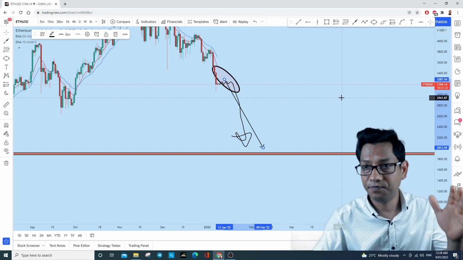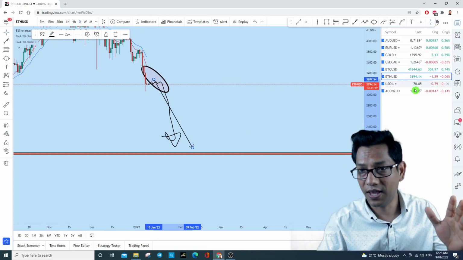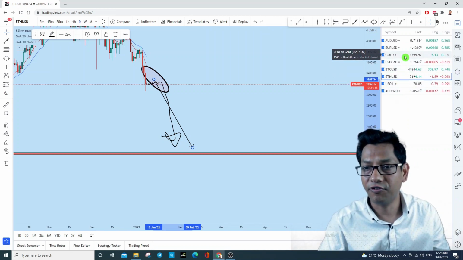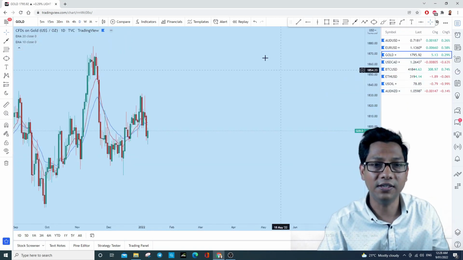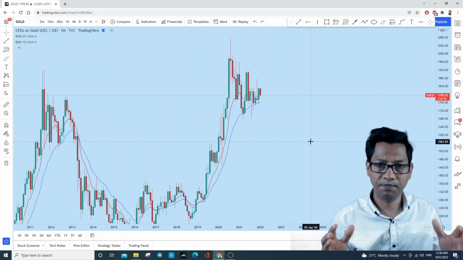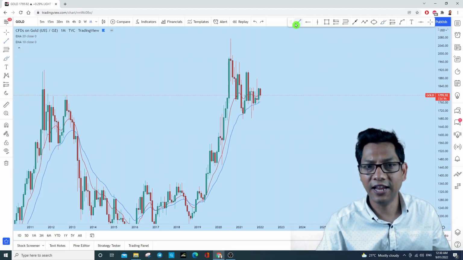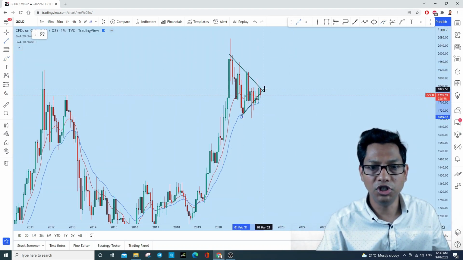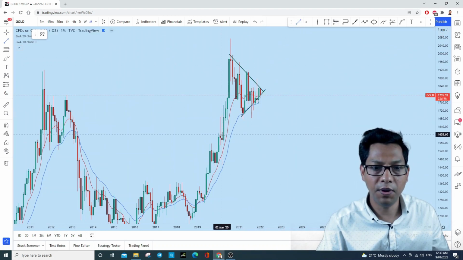Now the last thing that we will be analyzing now is gold. Let's see what kind of trading opportunity gold is giving us. Now first of all, let's see the overall picture on gold. Now gold has created a bullish pattern. You see that this is a strongly bullish pattern after this big flag.